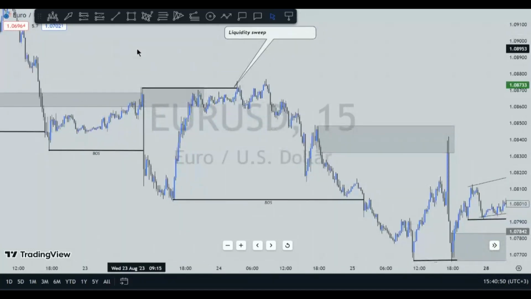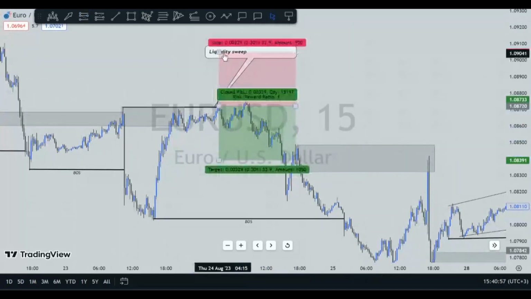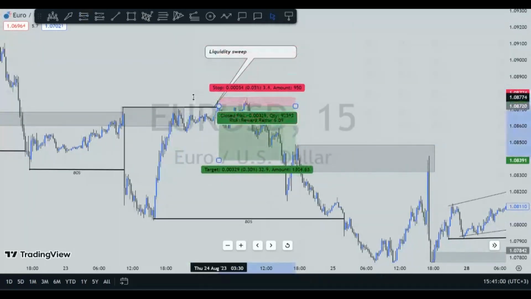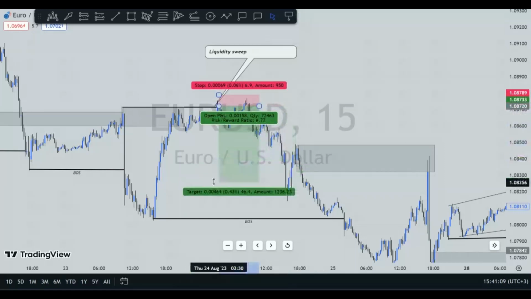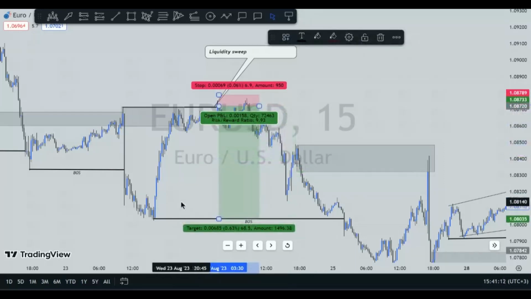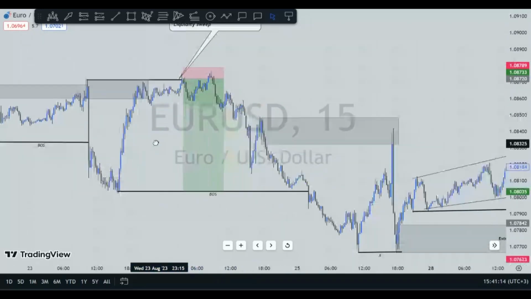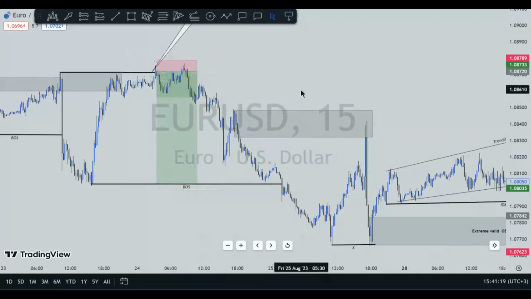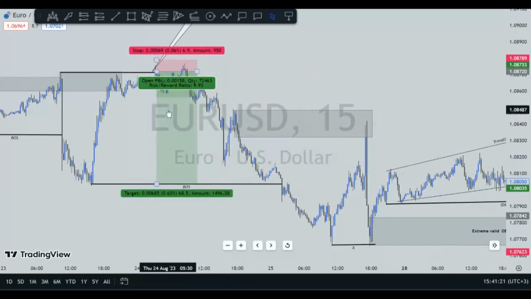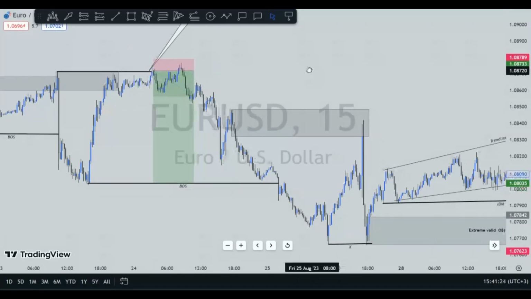Now you can enter your trade easily after this candle closure. You can enter your short position from there. And then you place your stop loss above, just pips above this high. And then you take profit at this low. That's a good trade. It's a winning trade. I took it. You can look at the risk to reward ratio.